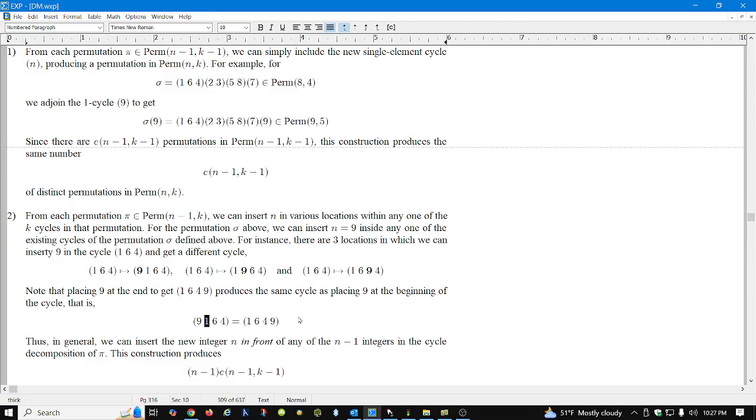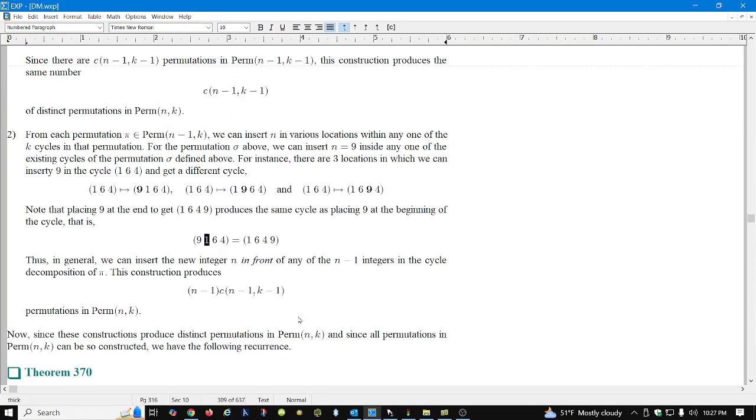Okay. So in general, we can insert the missing integer n in front of any of the n minus 1 integers in the cycle decomposition of pi, in any of the cycles, but if you're going to put it in the front of the cycle, you can't put it at the end. So that's going to produce n minus 1 times this number of permutations in the full set perm n,k.